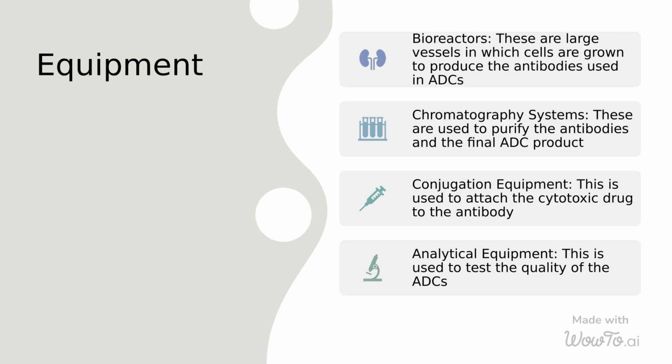Conjugation equipment. This is used to attach the cytotoxic drug to the antibody. This is a delicate process that needs to be carefully controlled to ensure that the right amount of drug is attached to each antibody. Analytical equipment. This is used to test the quality of the ADCs. For example, HPLC systems can measure the purity of the ADCs, and mass spectrometers can determine their molecular weight.